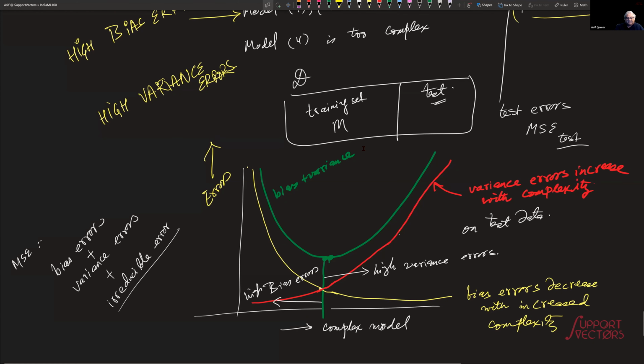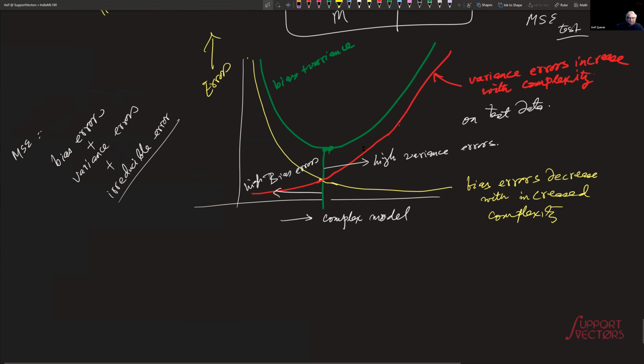And this phenomenon is called, there's a nice term for this observation. It's called the bias variance trade-off. It's a very important term. And by the way, it's a very favorite question in data science interviews. Variance trade-off.